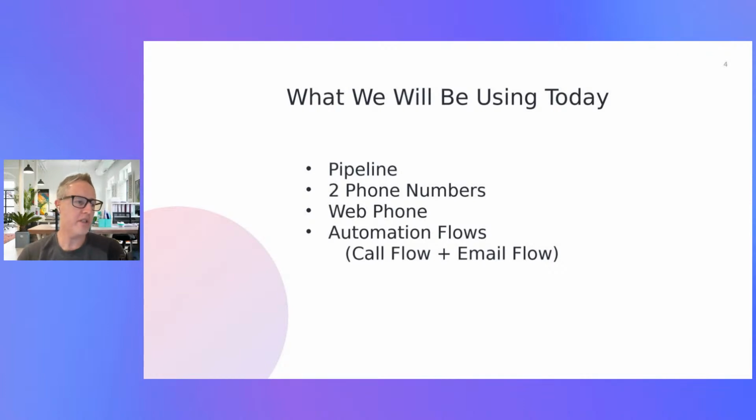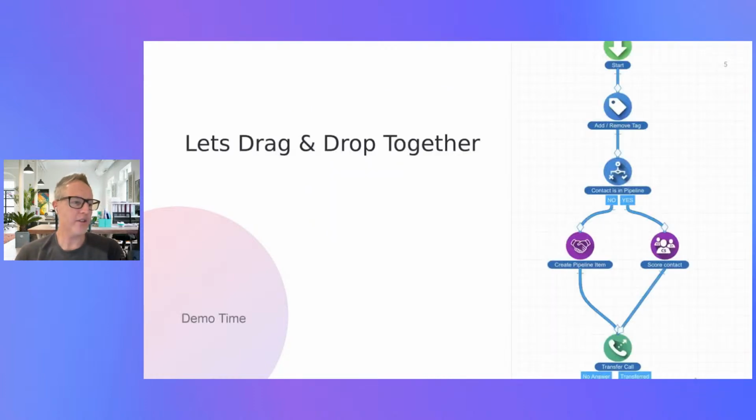And this is what we're going to be using today. So we're going to be using pipelines. We're going to be using 2 phone numbers because I got 2 emails that I want to track. We're going to be using the web phone, and we're going to be using an automation flow. And we're going to be using 2 different types of automation flows. We're going to be using a call flow and an email flow. And so now let's drag and drop and create this together. So I'm going to share my screen, and we're going to go ahead and get this going.